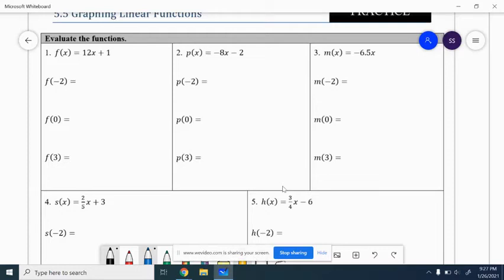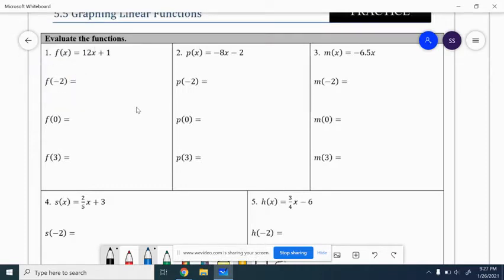All right, this is the practice problem video for 5.5, graphing linear functions. So really the only thing we need to learn and memorize this unit is that this is the new way you will see an x. That is an x, okay?